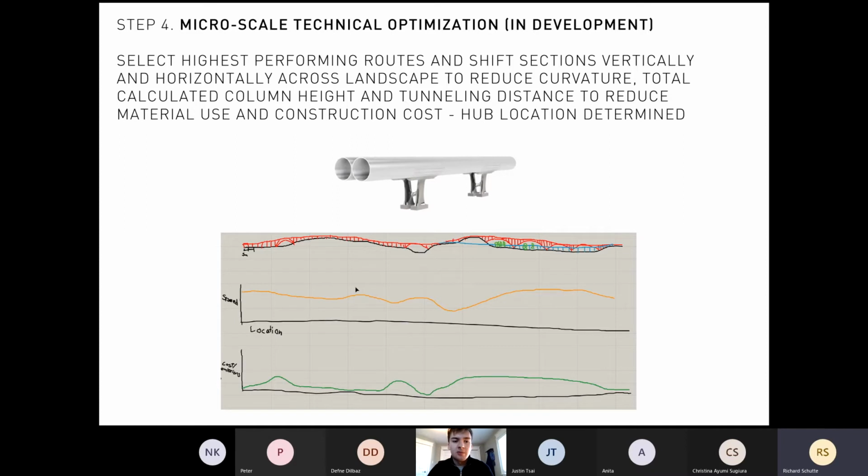Step 4 is micro-scale technical optimization, which is in development. The idea here is to select the highest performing routes from the last optimization and shift sections of the route vertically and horizontally across the landscape to reduce curvature, and reduce the total calculated column height and tunneling distance, to reduce the material use and construction cost.